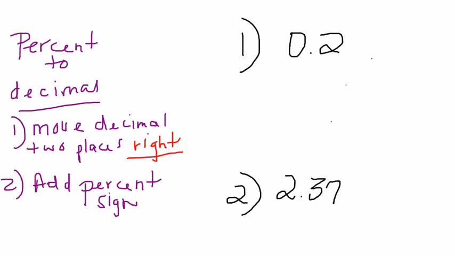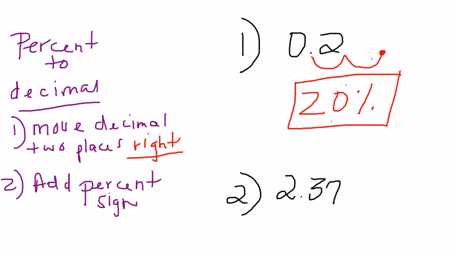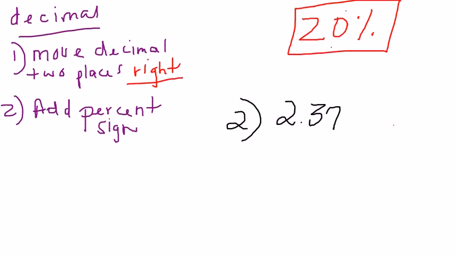Okay, so first example, I have 0.2. I'm going to move my decimal place 2 places to the right. So I start with my decimal and I go 1, 2 places to the right. I'm now left with 20. Okay, and step 2 is add the percent sign. And 0.2 is 20%. And I'm finished.